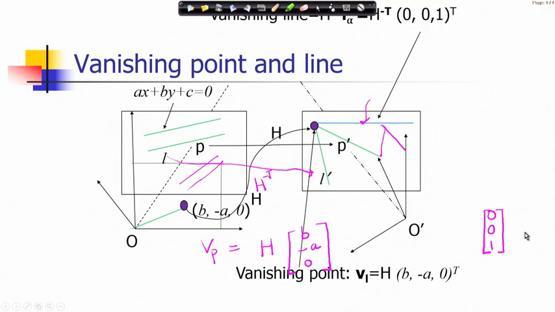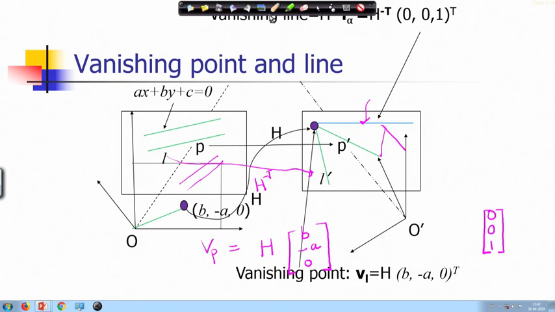So, let me find out this particular equation which is hidden here. Let me write it here. We have to multiply the line at infinity, represented by (0, 0, 1), and then we will get the corresponding vanishing line, which is this line here. So, this is the interpretation of a vanishing point and vanishing line in the transformed space.